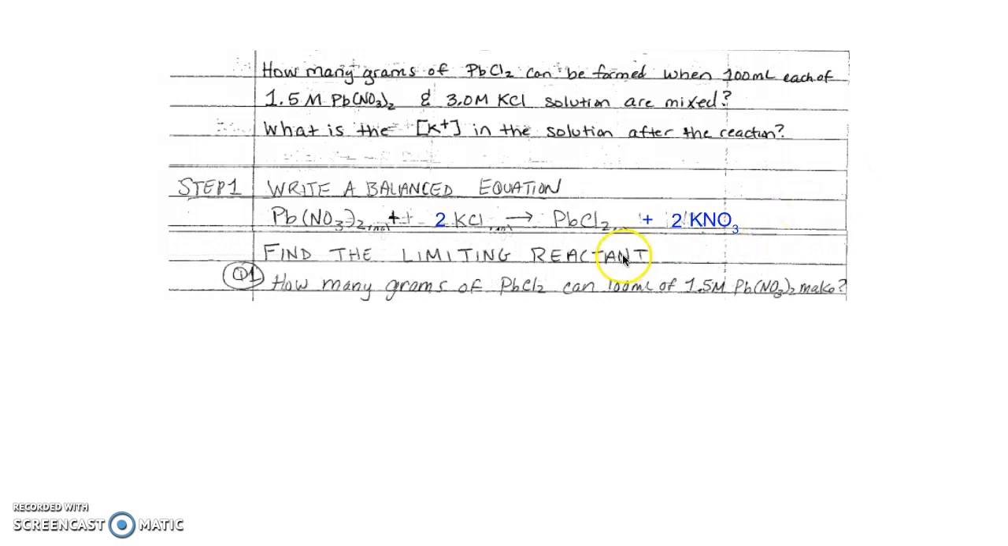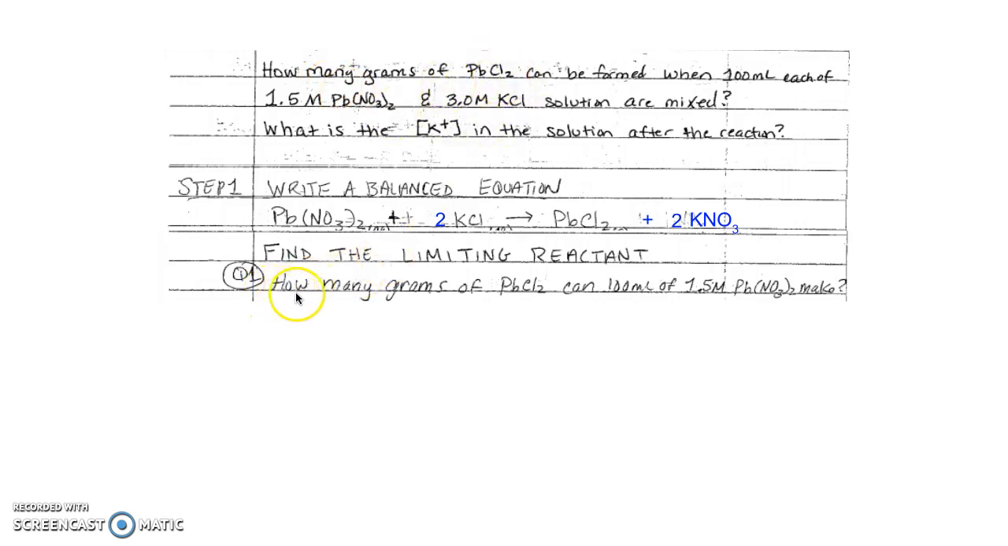So for a limiting reactant problem, we ask ourselves certain questions to help us figure out which reactant is going to run out first, and then the one that runs out first, our limiting reactant, we'll use to find our product. And the way that I'm going to do it is I'm going to use a method where I'm figuring out the amount of product I can make from each of these reactants.